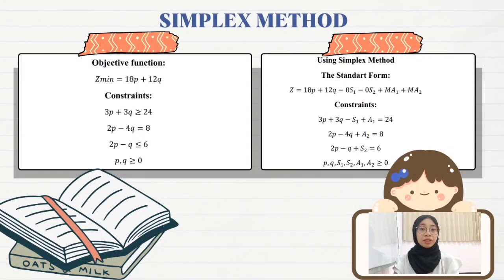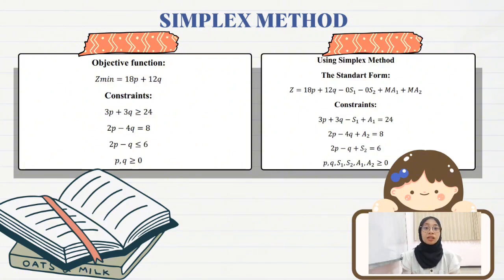Since this is a minimization problem, we begin by identifying the objective function z equal to 18p plus 12q. Next, we examine the constraints 3p plus 3q more than or equal to 24, 2p minus 4q equal to 8, 2p minus q less than or equal to 6, also p and q non-negative. To solve this using the simplex method, we first convert the system into standard form.